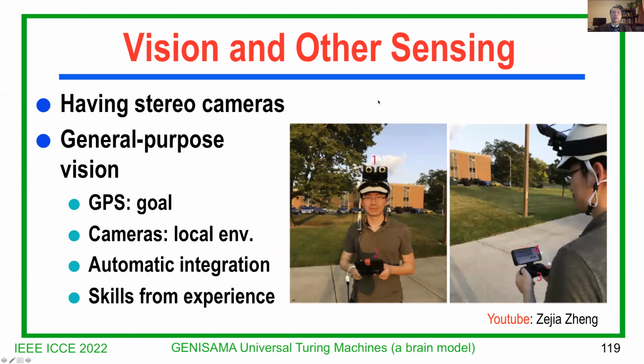For other navigation, you have stereo cameras and a general purpose machine, where a GPS tells you the long-term path from Google Maps, and the camera gives you local information about the walkways and obstacles, with automated integration of all those signals and skills from learned experience. For work outside, the system is basically like a baby.